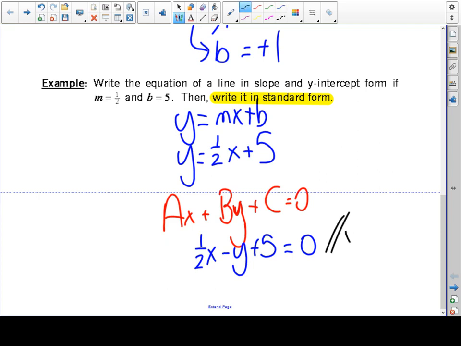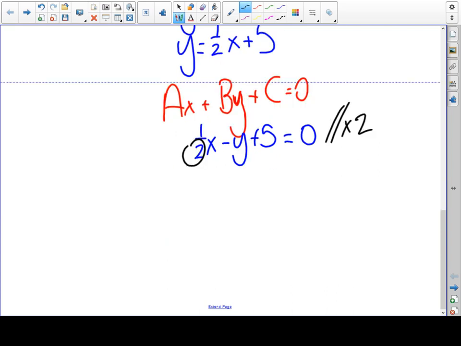Well, we're going to multiply both sides by whatever the denominator is. So we're going to multiply both sides by 2. So half times 2 is just 1. So that's just x, minus 2 times y, plus 5 times 2 is 10, equals 0. So that line in standard form is x minus 2y plus 10 equals 0.